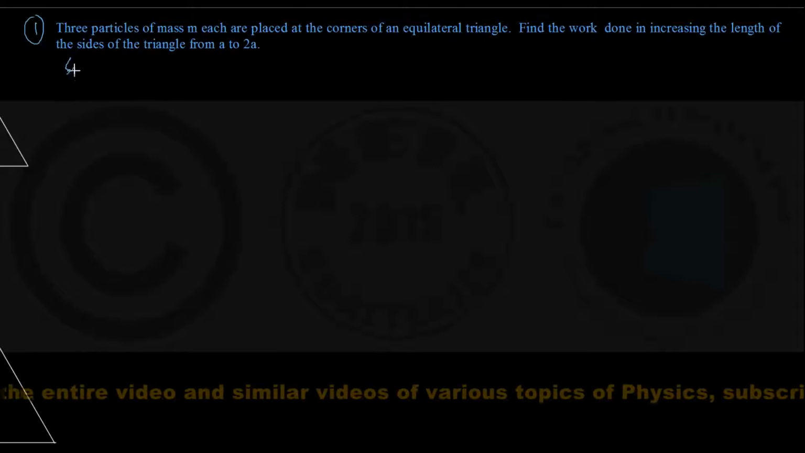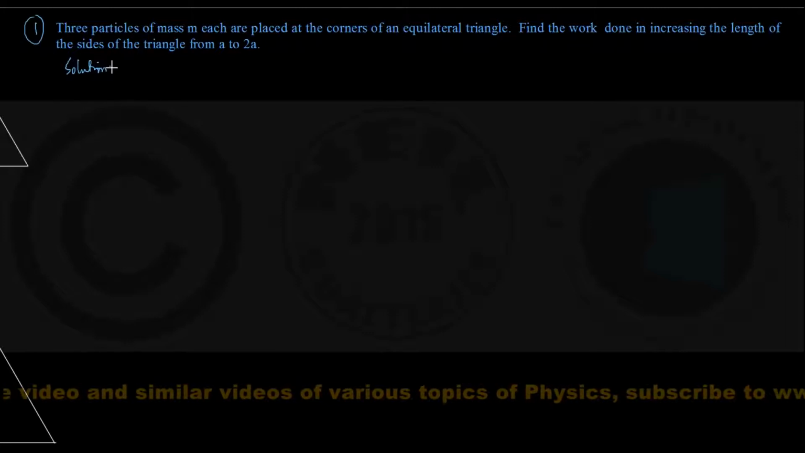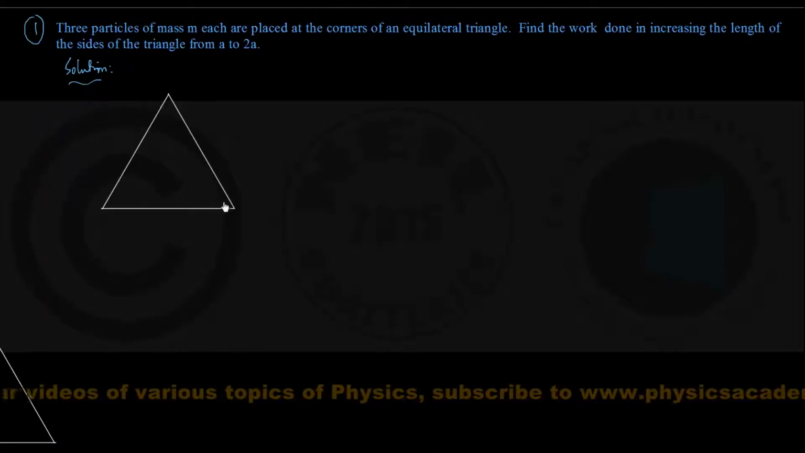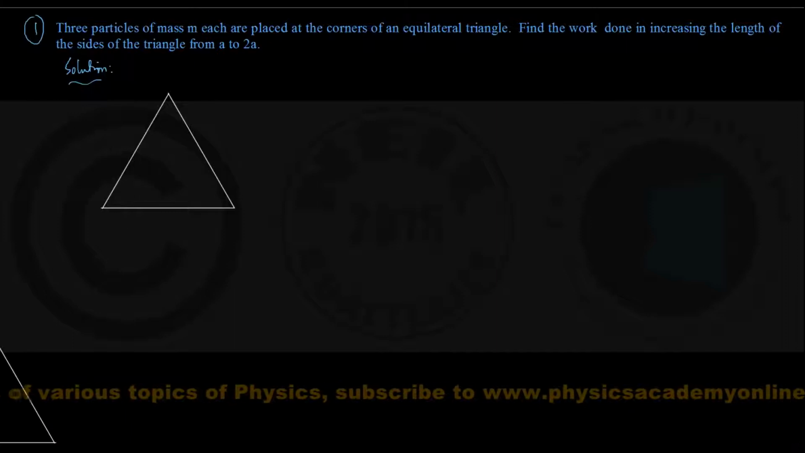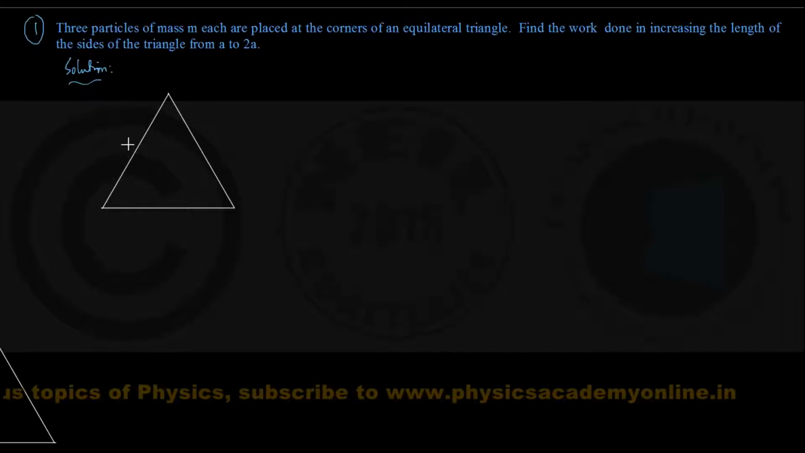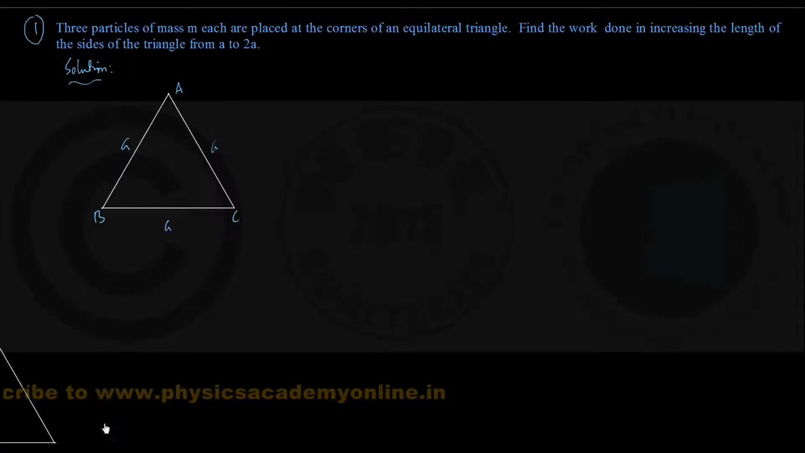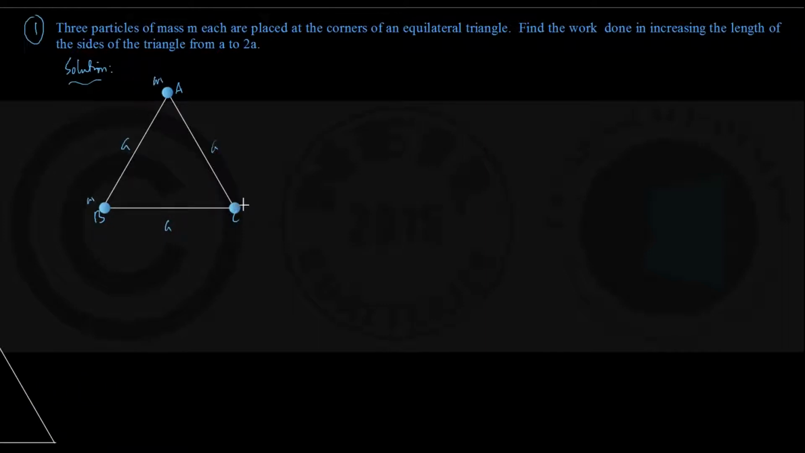As we read the question, we can visualize it with the help of figures. Initially, the particles were placed at the corners of an equilateral triangle of side length A. So let me call this triangle ABC for convenience, and each side has a length of A, and there are three particles of mass m each placed at the corners A, B and C. I'm writing here as well, the particles have mass m each. That was the initial situation.